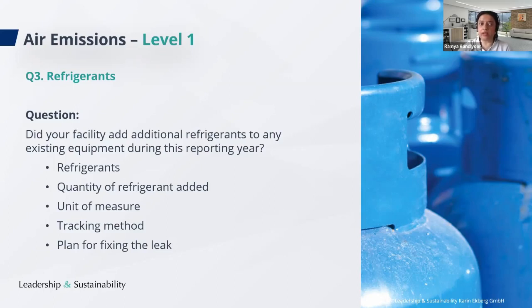The question that FEM asks you is, did your facility add additional refrigerants to any of the existing equipment during your reporting year? Now, you could be using refrigerants for different purposes within your facility. It could just be air conditioning. It could be certain other processes which require refrigerants as well. So you will have to have a record of all the refrigerants that you maintain at your facility. What is the quantity of refrigerant that is added? What is the unit of measure? How are you tracking this? And if there is a leakage from any of the equipment, what is the plan for fixing the leakage is also something that you are required to report.